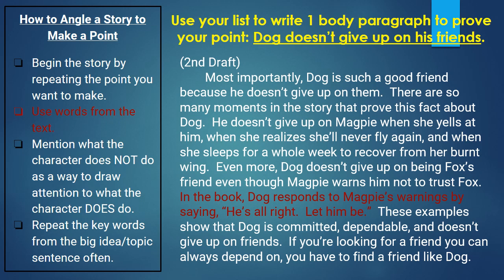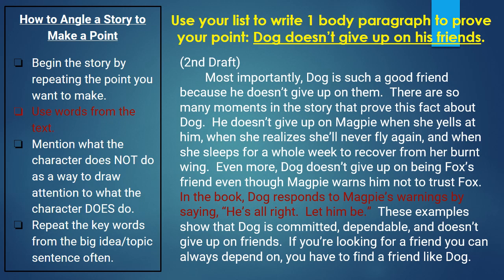Now, friends, you have to reread it. You have to read to see if the reader is going to agree with you. So read out loud so you can hear yourself. So read it with me. Most importantly, dog is such a good friend because he doesn't give up on them. There are so many moments in the story that prove this fact about dog. He doesn't give up on Magpie when she yells at him, when she realizes she'll never fly again, and when she sleeps for a whole week to recover from her burnt wing.